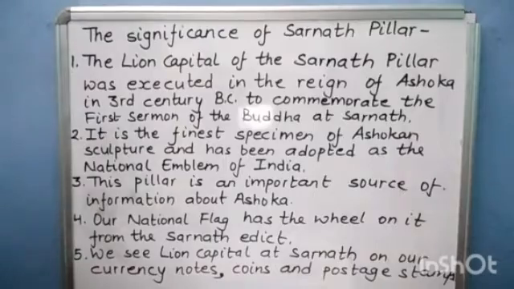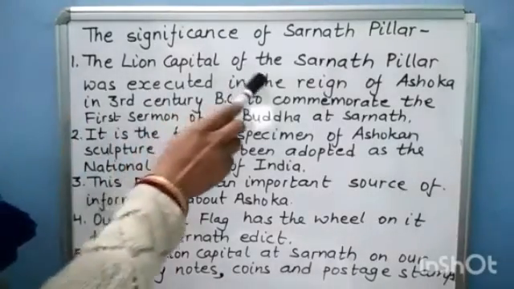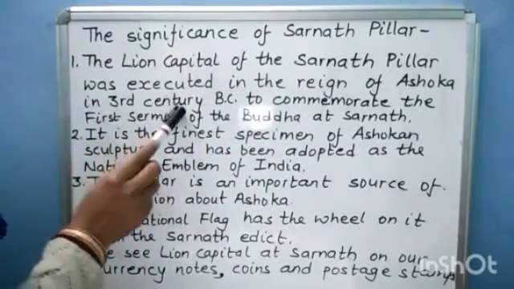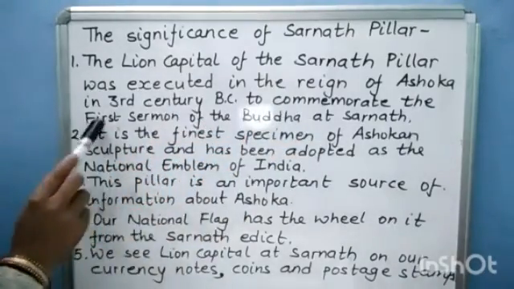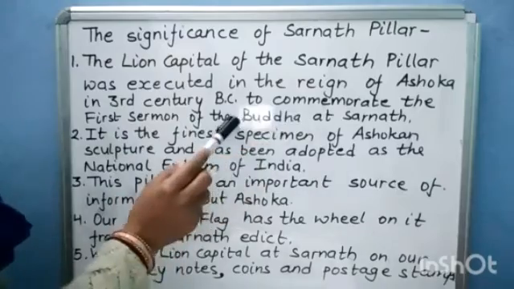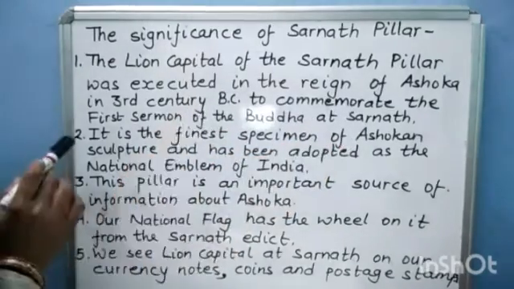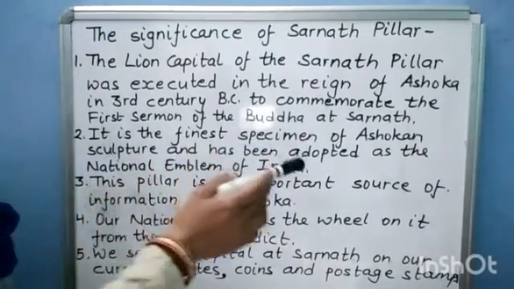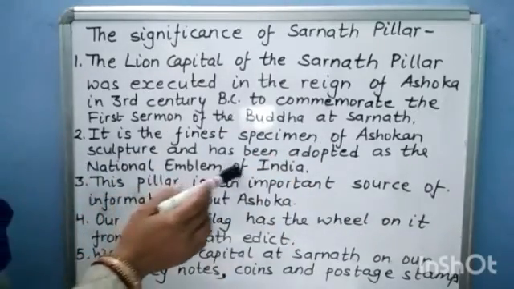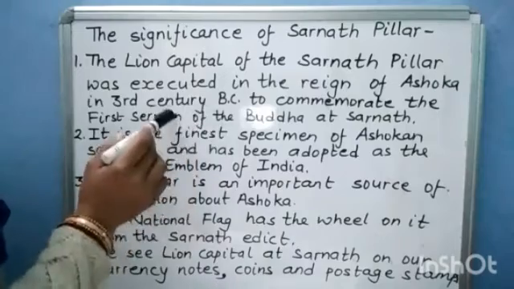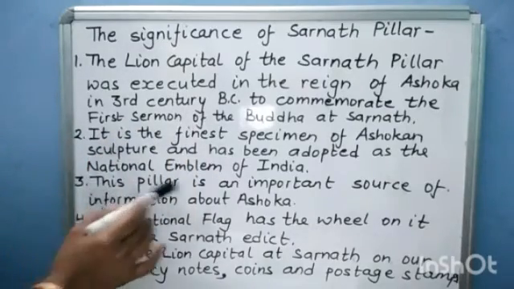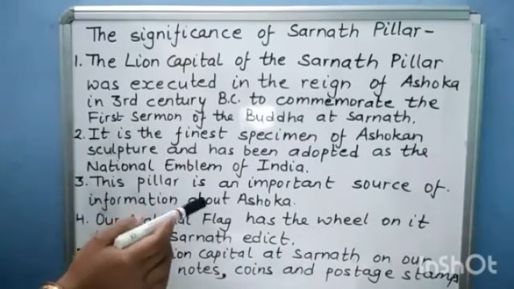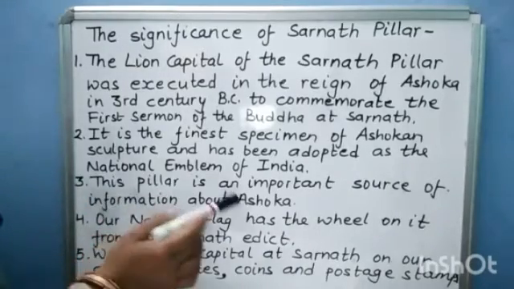Now, the significance of the Sarnath pillar. The lion capital of the Sarnath pillar was executed in the reign of Ashoka in the 3rd century BC to commemorate the first sermon of the Buddha at Sarnath. Second, it is the finest specimen of Ashokan sculpture and has been adopted as the national emblem of India. This pillar is an important source of information about Ashoka.